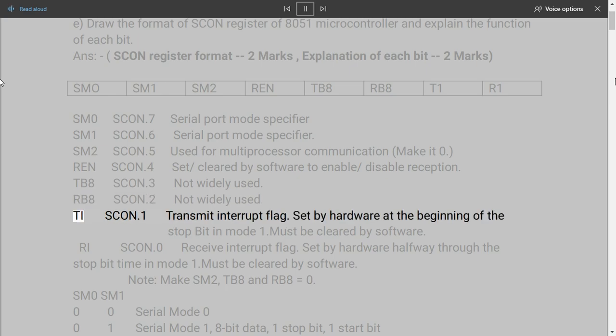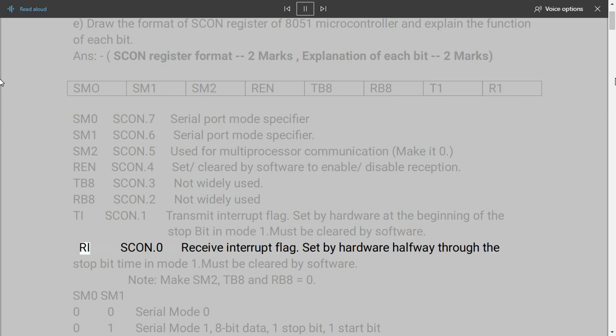TI SCON.1 transmit interrupt flag. Set by hardware at the beginning of the stop bit in mode 1. Must be cleared by software. RI SCON.0 receive interrupt flag. Set by hardware halfway through the stop bit time in mode 1. Must be cleared by software. Note, make SM2, TB8, and RB8 equal to 0.